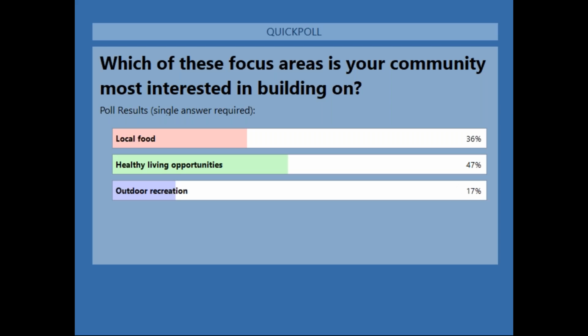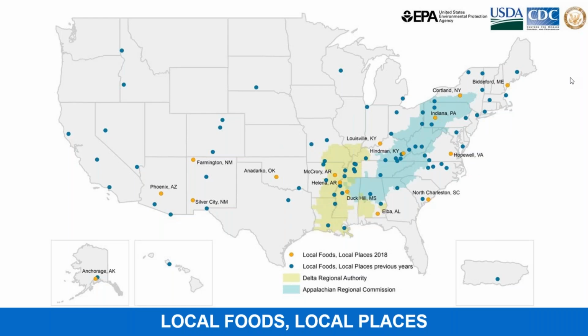So we're just waiting for the results of the polling question. We wanted to see which of these focus areas your community is most interested in building on, including local foods and healthy living opportunities, outdoor recreation, which is a new focus for us. And it looks like healthy living is a big one, followed by local food. Great. Thanks for that input.